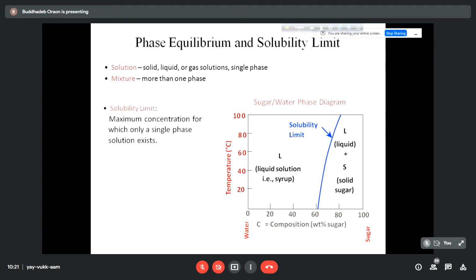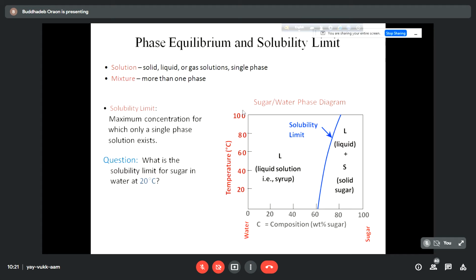Now, just to understand the idea, it is just to give you some idea about the different phases, the equilibrium condition, and also the solubility limit. We have taken an example. It is not from the examples of metals, but it is just a common example. We know the sugar water solution, and we are trying to understand the solubility limit of sugar in water.